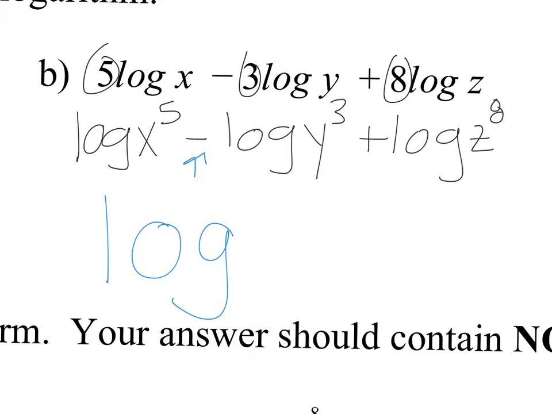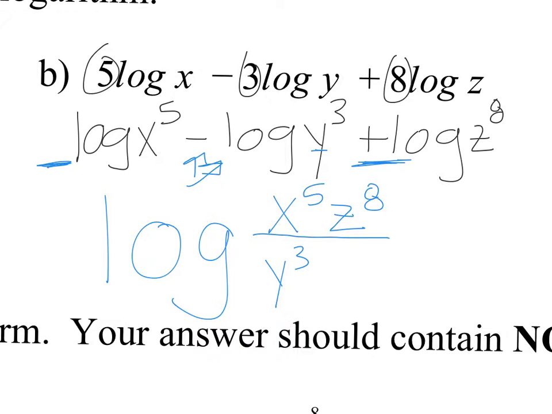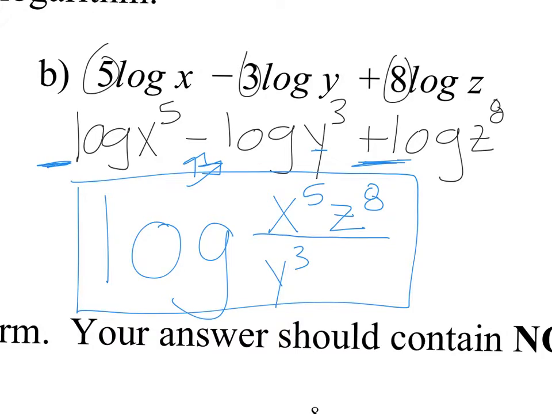I see subtraction here, so I know I'm going to have division. This is positive, so that goes on top. This is negative, so this goes on bottom. This is positive, so that also goes on top. The only thing that would be dividing is if it's negative. So this would be my one single log.